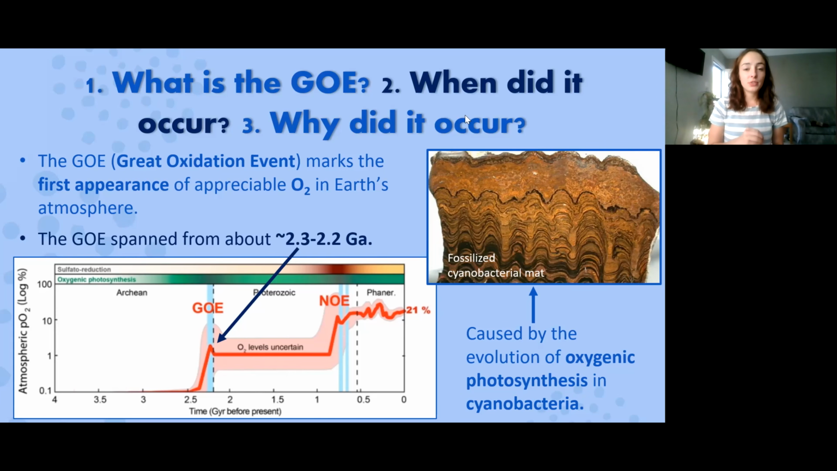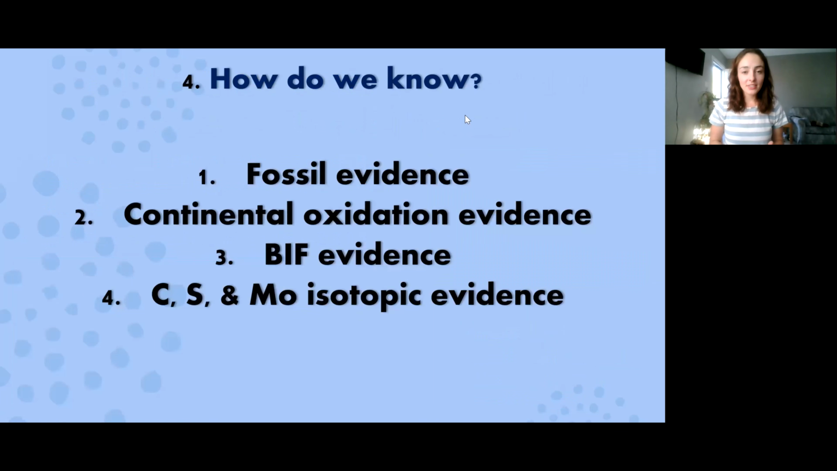Now that we have the first three questions out of the way, that is, what is the GOE, when did it occur, and why did it occur, we're going to answer: how do we know? What's our evidence? Geologic evidence, biological evidence: what's our evidence that the GOE occurred, and that it occurred during this time interval that I just told you?